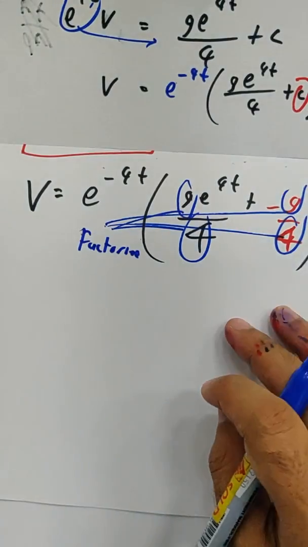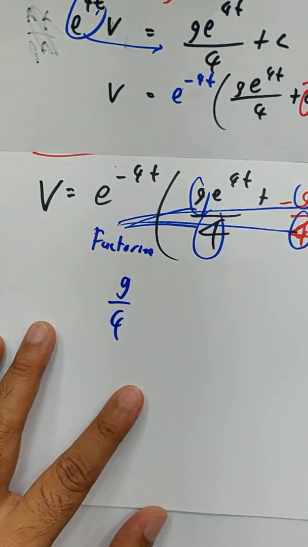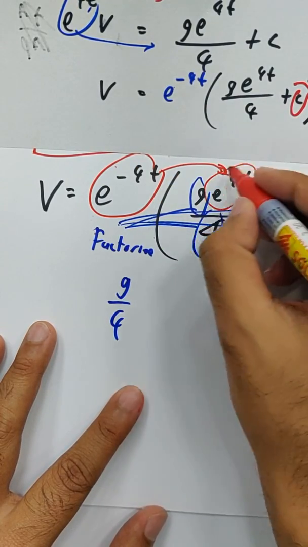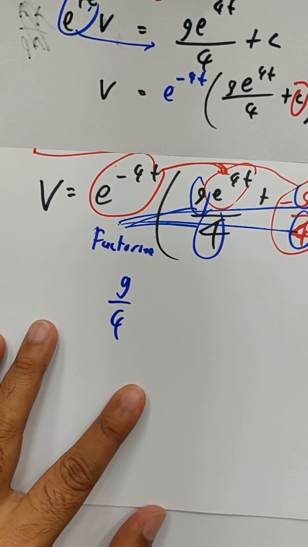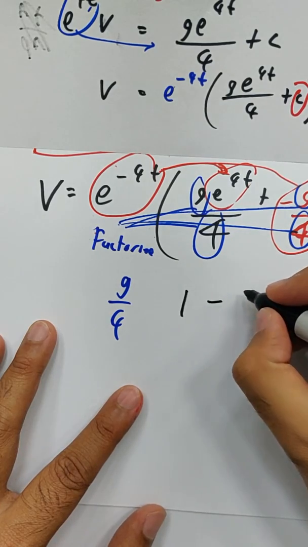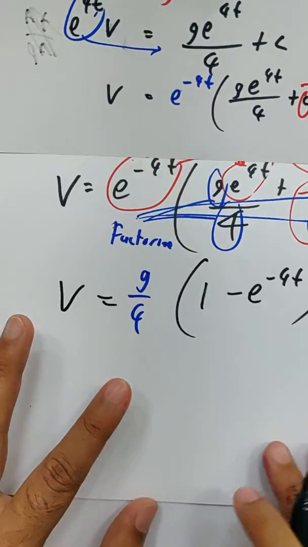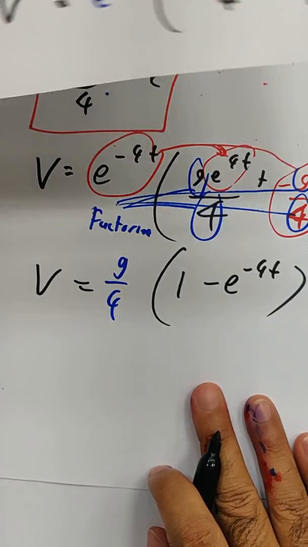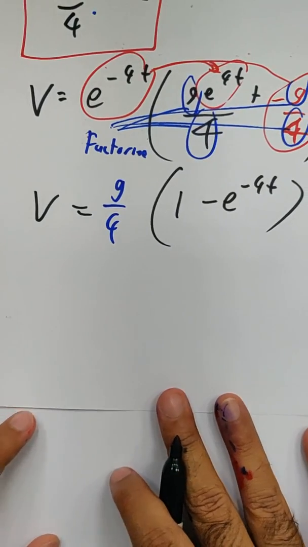Now just use your answer as a guidance for you to get the answers. G over 4, and yes, we can make an educated guess. This one times here, and this one times over here. We got what they want: g over 4 times 1 minus e negative 4t. Alright, that's a good one. Okay, so we have shown it.